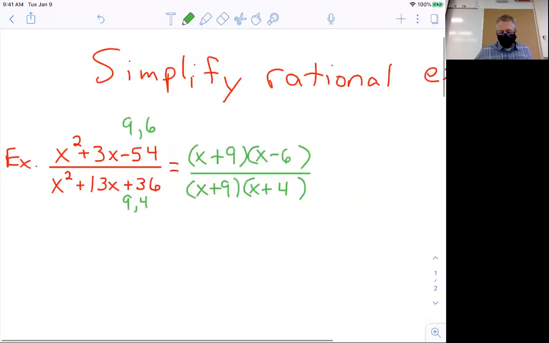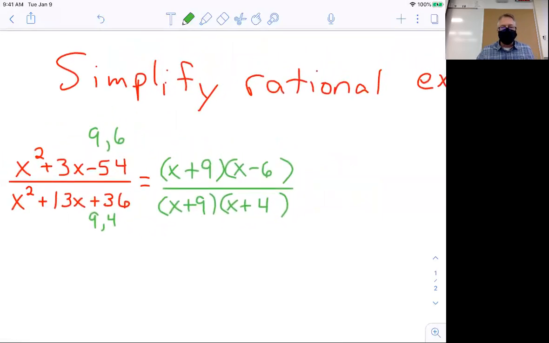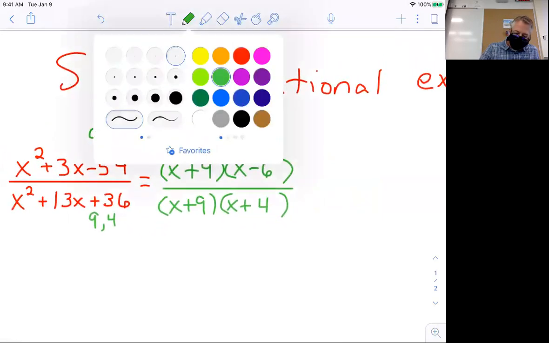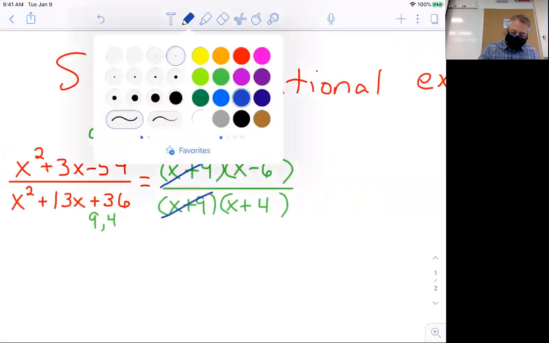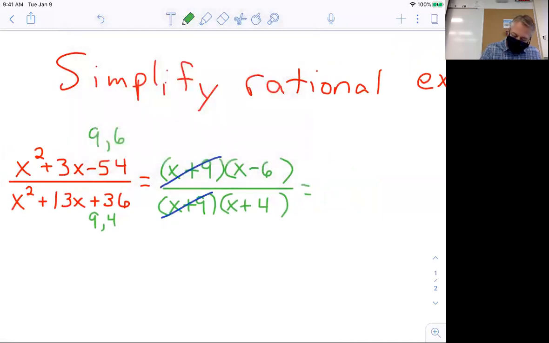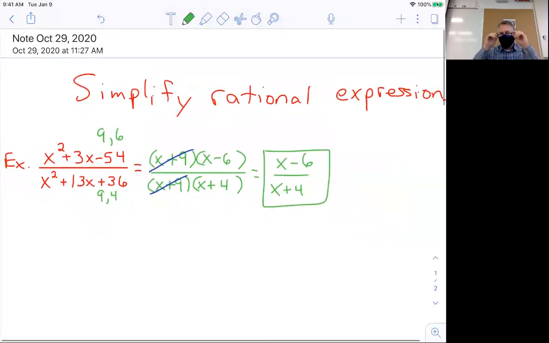Let me just do the next step here, and we're going to cancel. So when we cancel our x plus 9s, now we can cancel out the entire factor, and we're done. Our answer is x minus 6 over x plus 4. So we simplified that rational expression.